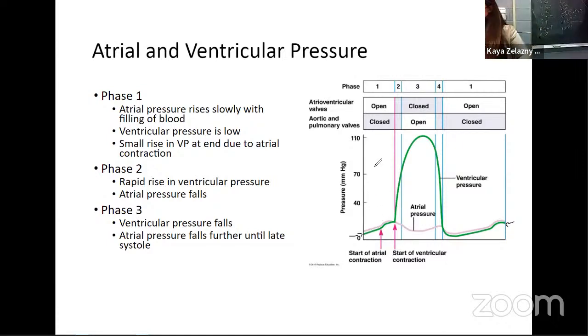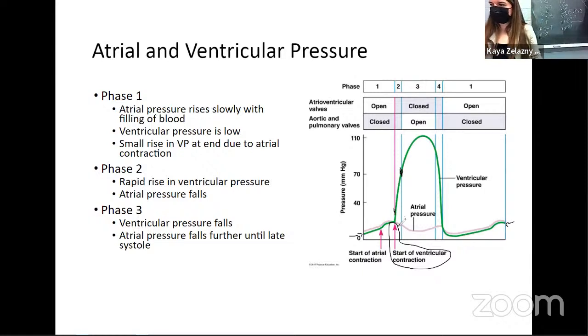So next, during phase two, our isovolumetric contraction, we can see that the ventricles started to contract here at the beginning of phase two. This is a really rapid rise in the pressure of the ventricles because they're squeezing, and also because during this phase, the amount of volume in those ventricles isn't changing. So we have a really big difference in pressure because we haven't removed any blood yet.